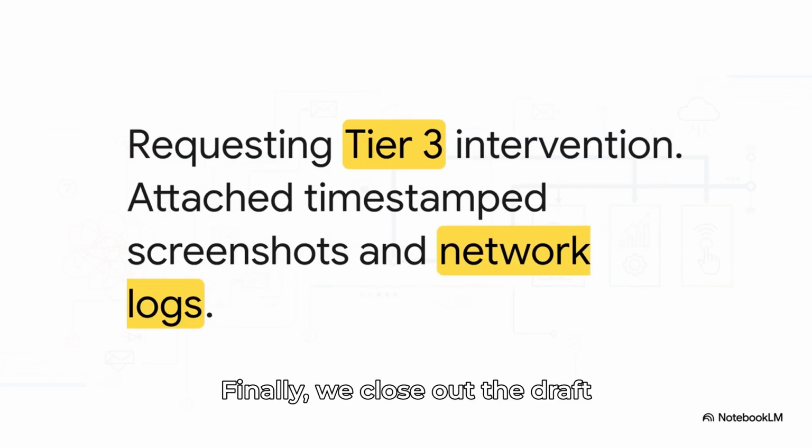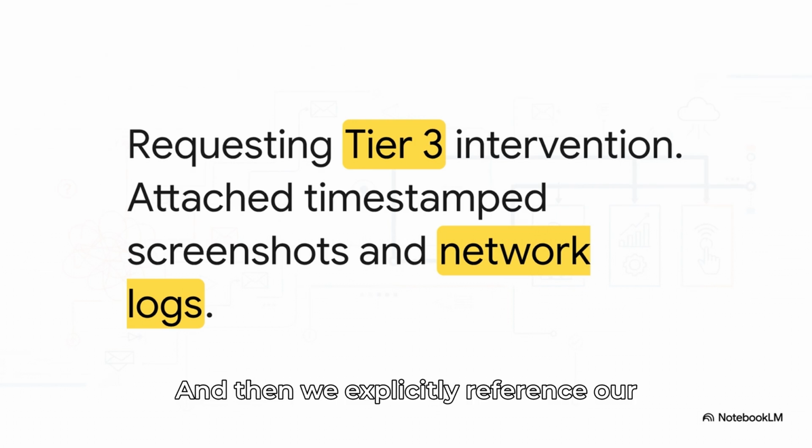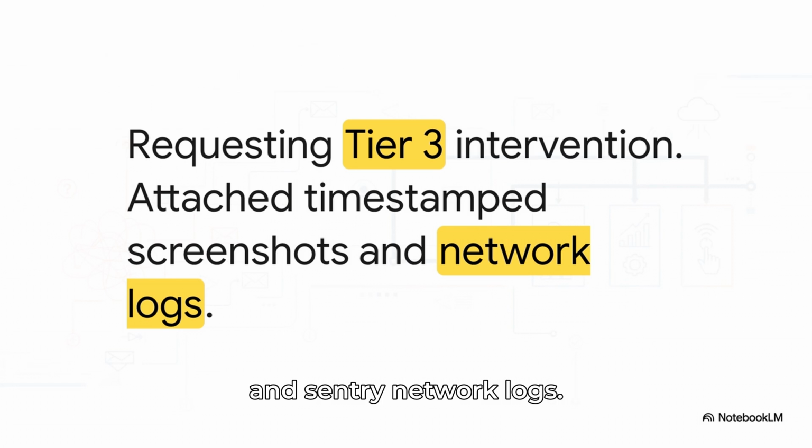Finally, we close out the draft with our ask and our evidence. Requesting Tier 3 vendor intervention to check cross-origin policy changes. Notice how it's specific and directive? And then we explicitly reference our audit-ready evidence. Attached time-stamped screenshots and Sentry network logs. Everything the vendor needs to verify that CORS error is sitting right there in the attachments.